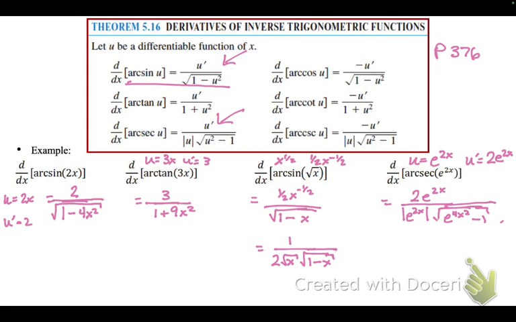Oh, we're not done. Can I reduce something? e to the 2x. I can reduce the e to the 2x, can't I? Yeah. So I get 2 over the square root of e to the 4x squared minus 1. I guess on this one they distribute this because it would be x to the 1/2 times 1.